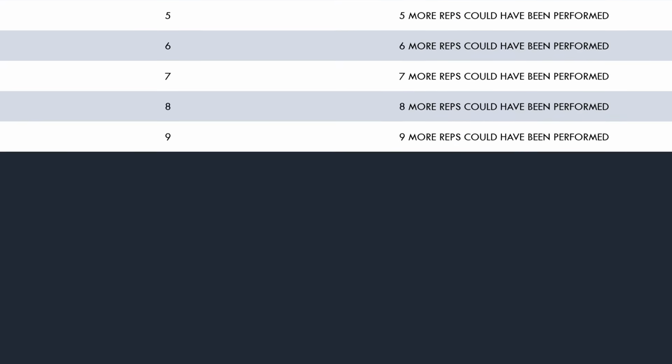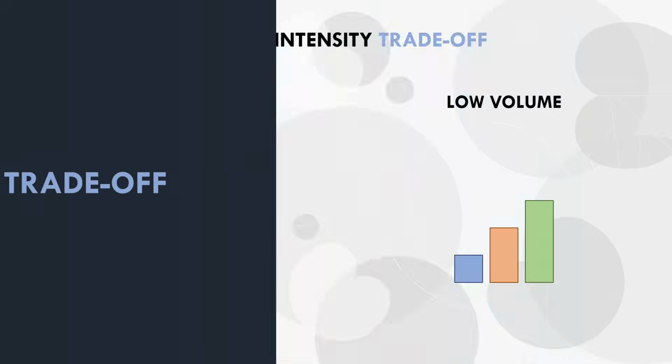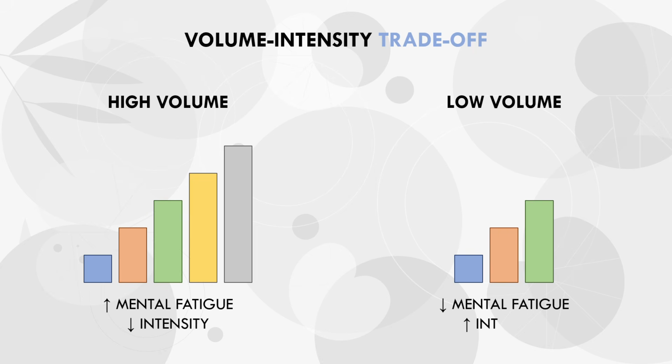Now that we understand what volume and intensity are in relation to hypertrophy training, let's explore why this is a somewhat debated topic. Essentially, there is somewhat of a trade-off between volume and intensity. On paper, it seems that we can have both high volume and high intensity together. However, in practice, increasing one will generally sacrifice the other to some extent. When we increase volume, our training sessions become longer and more mentally fatiguing. Naturally, this usually causes us to subconsciously reduce intensity slightly.